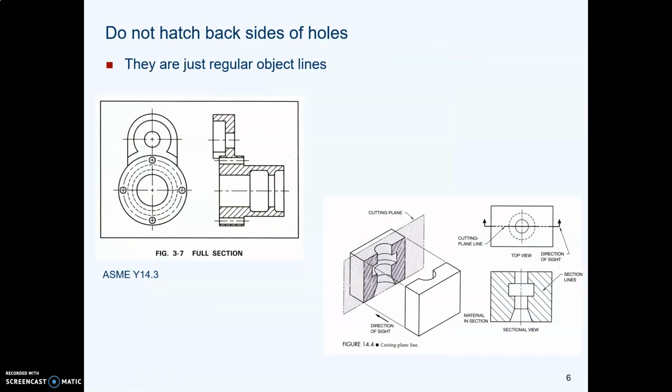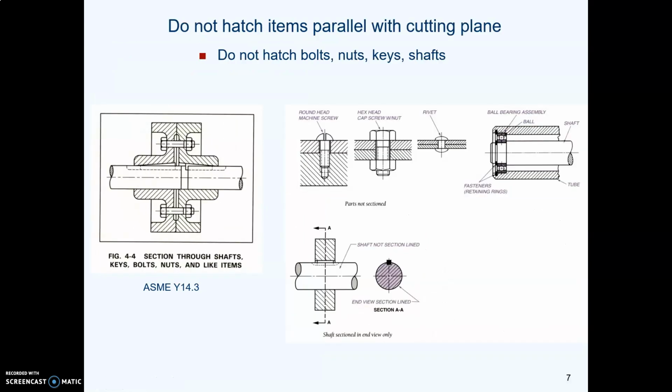And you do not put hatching in the back side of holes. Here's ASME showing us that, and here's our book showing us that. Those holes are just regular object lines, and it helps if you think about the imaginary saw blade cutting through your object. Think about how the saw blade cut this solid stuff. It did not touch the back of the hole, so we would not hatch the back of the hole.